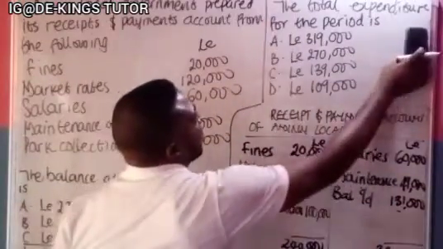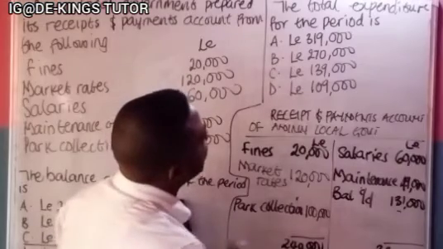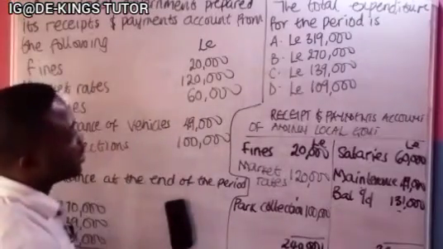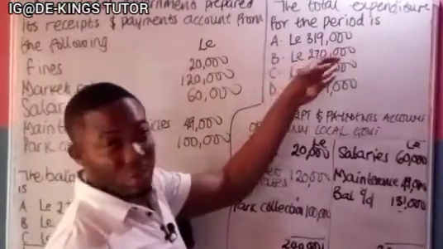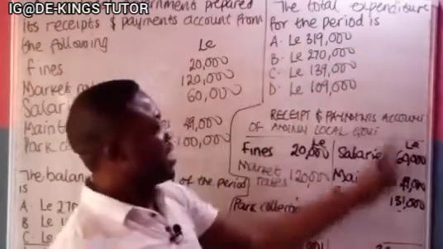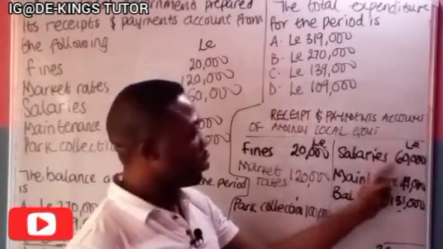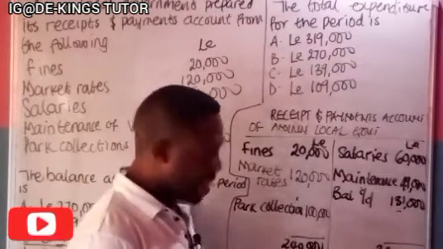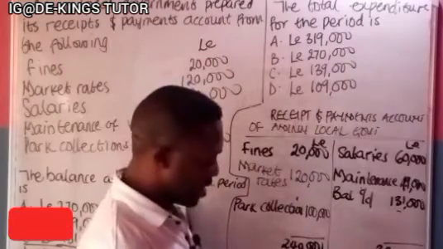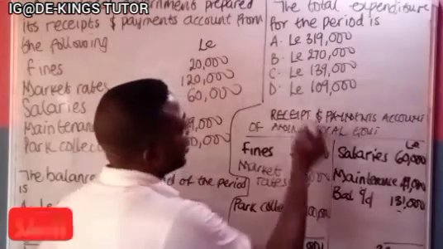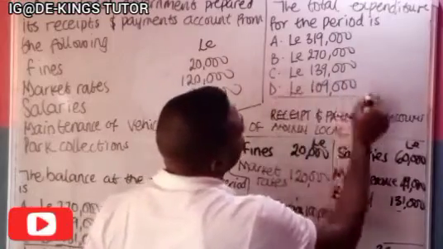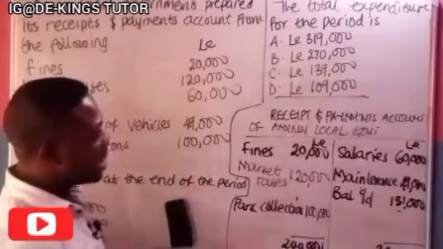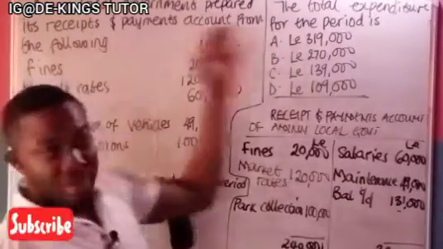Then the second question, they said the total expenditure for the period is dash. Now, what they're asking in this question is that we add these two, which is 60,000 plus 49,000. That is 109,000. So the total expenditure for the period is 109,000, which is D. So that's how to solve this question.